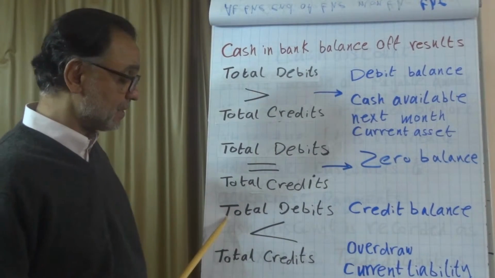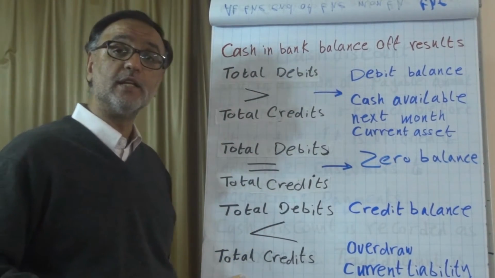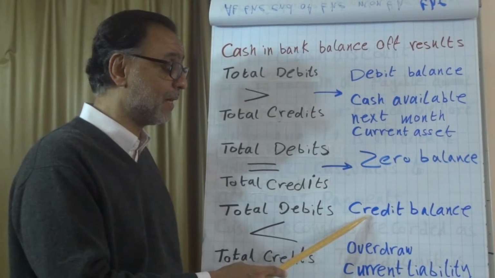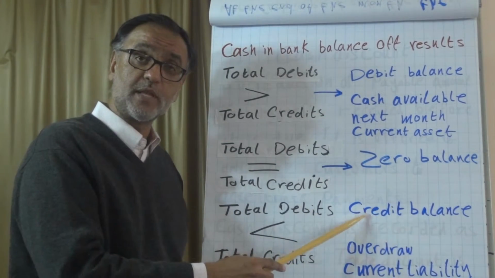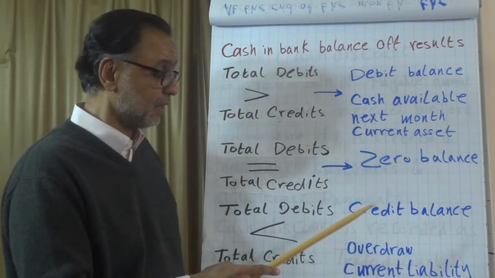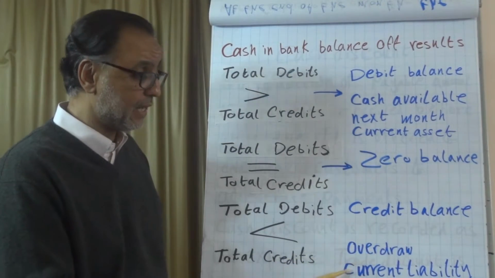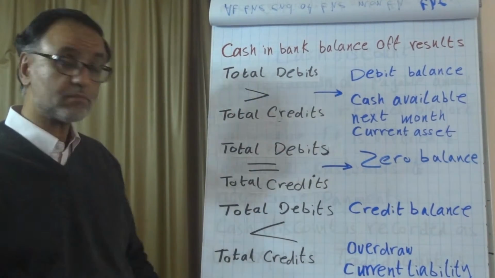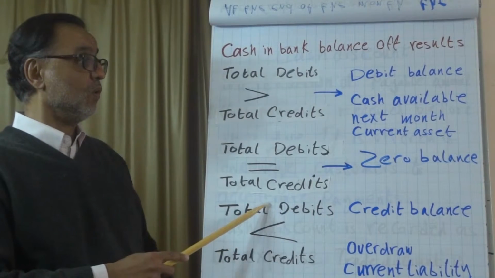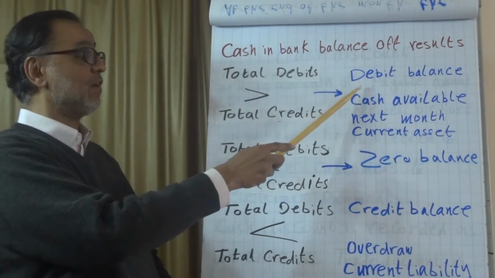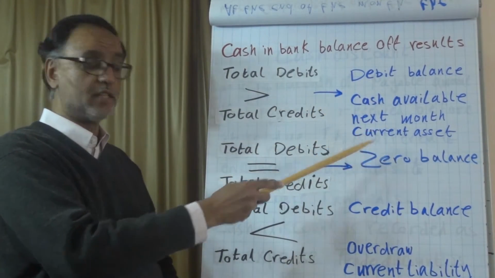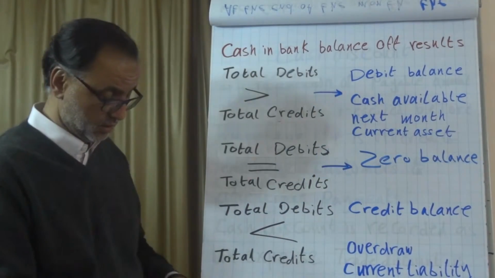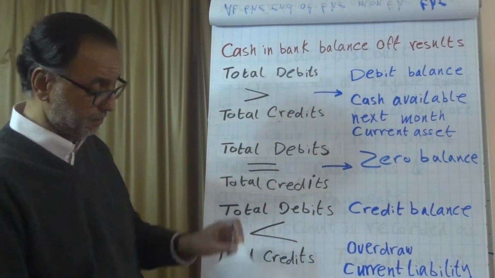If total debits are less than the total credits, this means that there is a credit balance of the cash, which means the bank is credit, this means that we are overdrawn and it's a current liability. If we have cash it's a current asset. If we are overdrawn, it's a current liability.